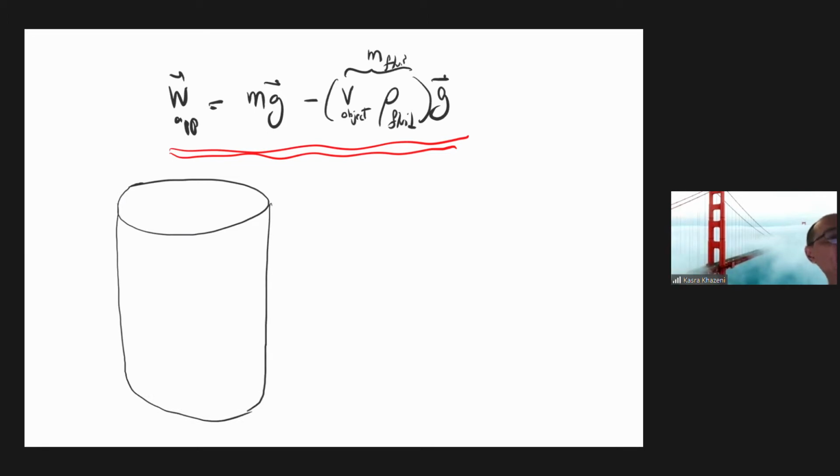Okay, and it has some amount of fluid in it. Now I'm going to put a rectangular object in. So this object kind of halfway floats. The object is floating.